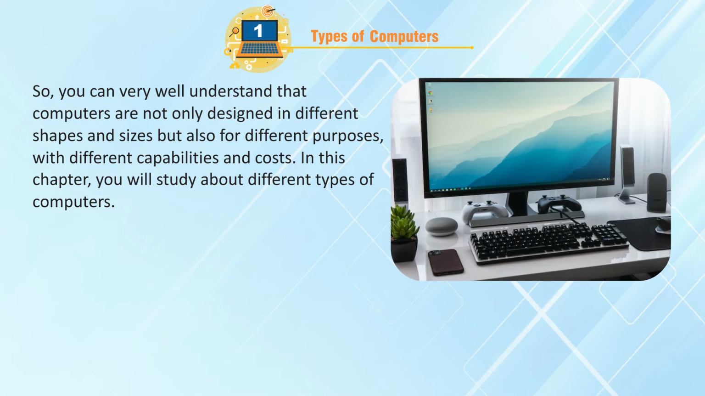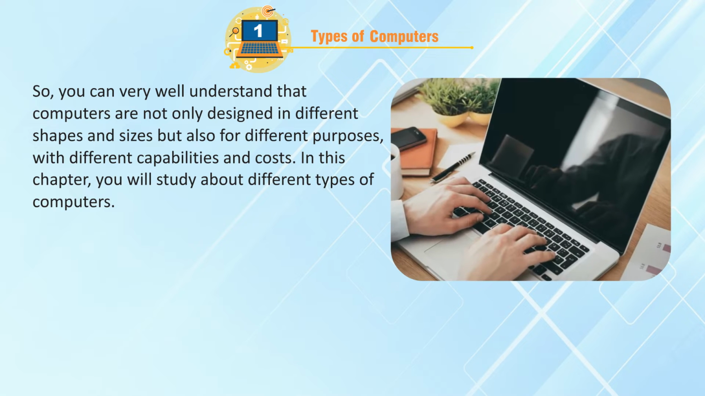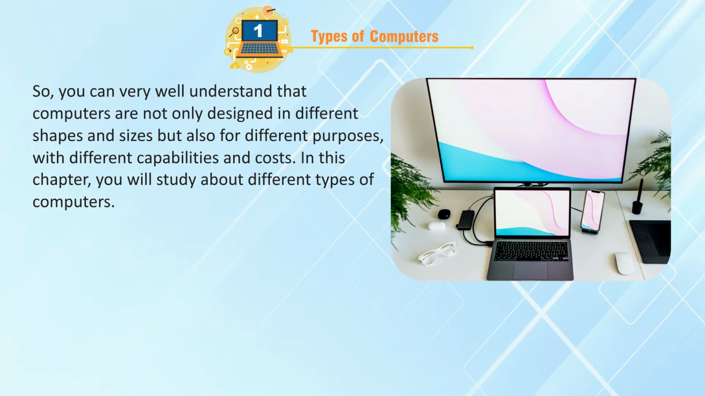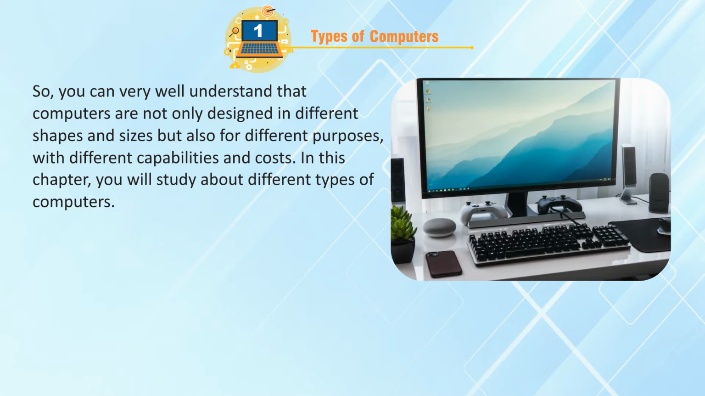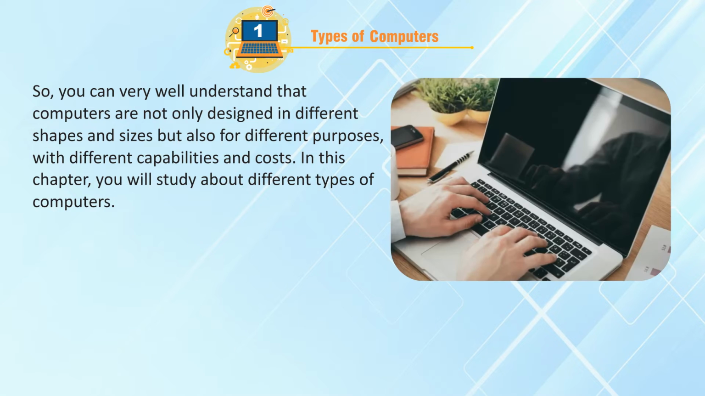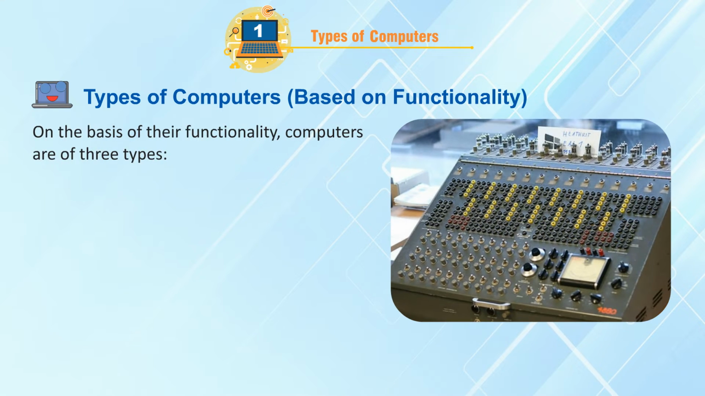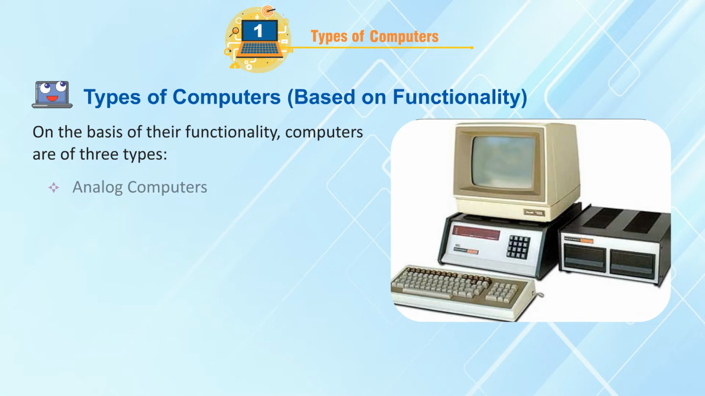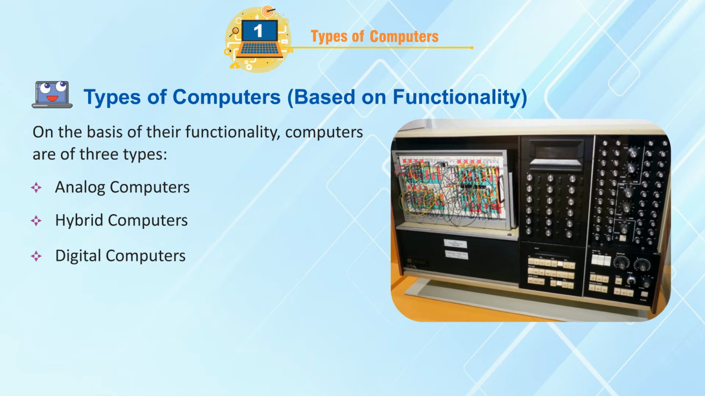So you can very well understand that computers are not only designed in different shapes and sizes but also for different purposes with different capabilities and cost. In this chapter, you will study about different types of computers. Types of computers based on functionality. On the basis of their functionality, computers are of three types: analog computers, hybrid computers, digital computers.